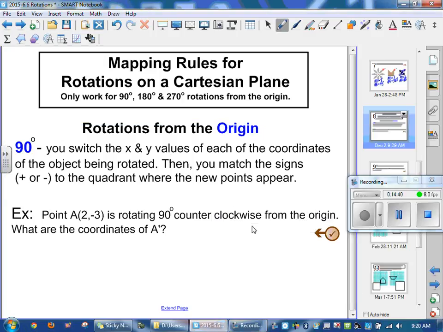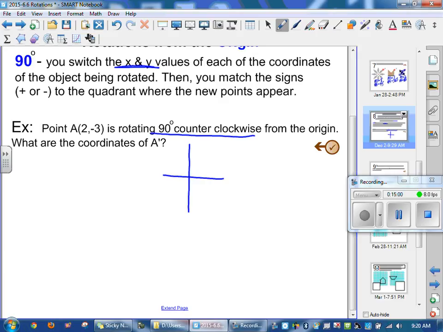Example, you've got point A at (2, -3). I'm not given a graph to show where that point is, but it's saying it's going 90 degrees counterclockwise. What I do have to know is where it is on a grid. So you're going to have to draw yourself a mini grid. You're starting at positive 2, negative 3. So positive 2 going to the right, negative 3. So your point is there. Now it's going counterclockwise, which means it's going to be going that way. That's counterclockwise.